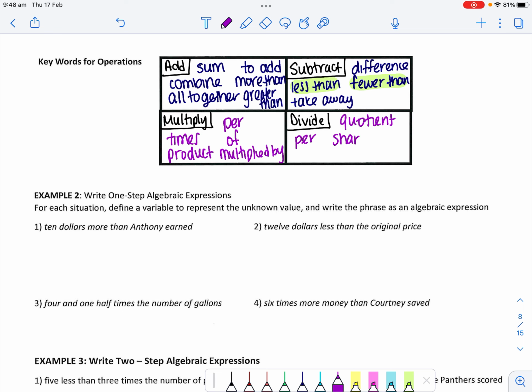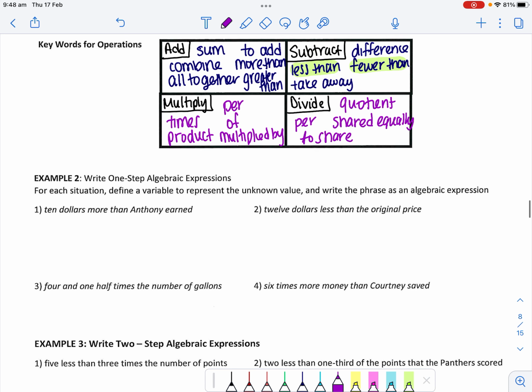Shared equally, or to share would be to multiply, or not to multiply, to divide. Division is obviously going to have the least amount, and you're going to see that the least as well in our algebraic expressions. You're going to see addition, subtraction, and multiplication much more often.